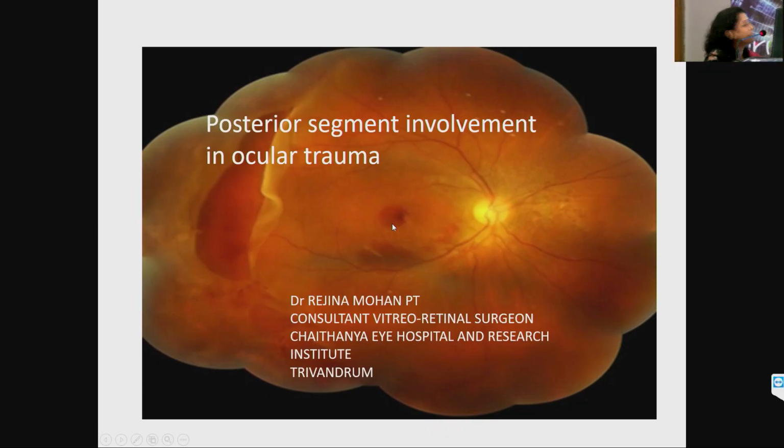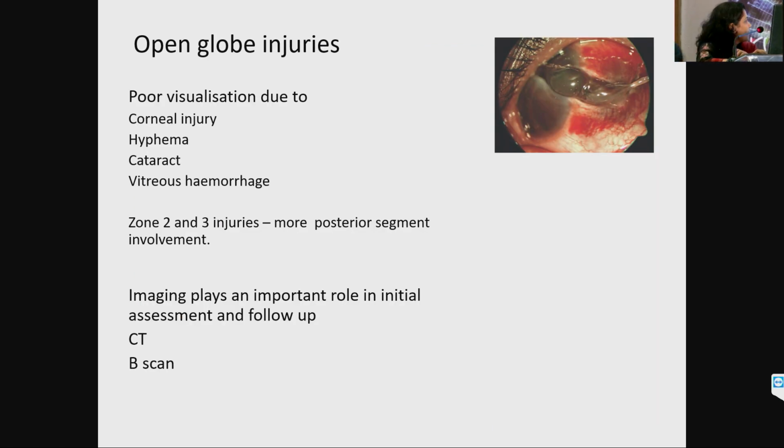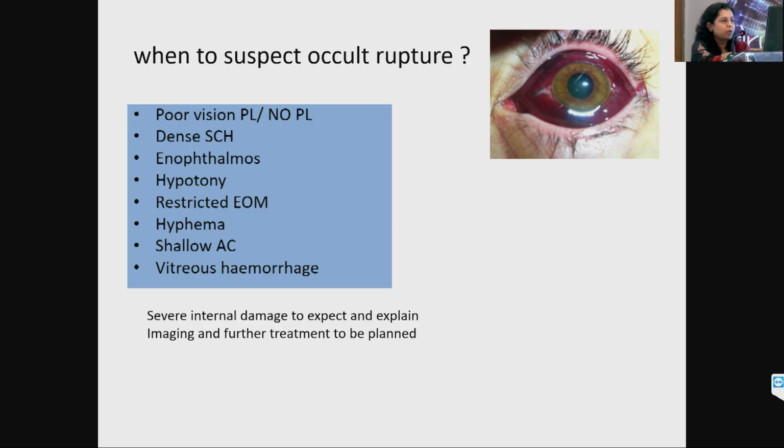Now we will move on to posterior segment involvement in ocular trauma. So many of the times, posterior segment examination is very difficult due to corneal injury, hyphema, cataract, and vitreous hemorrhage. But whenever there are zone 2 or zone 3 injuries, you should be expecting more posterior segment complications.